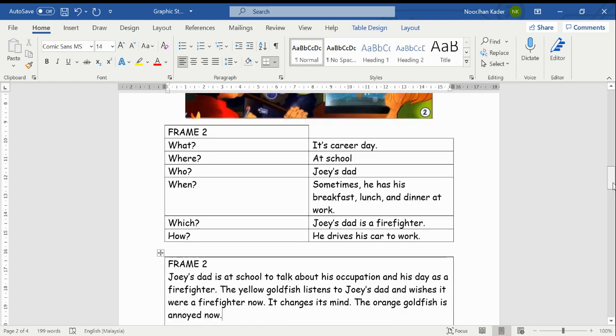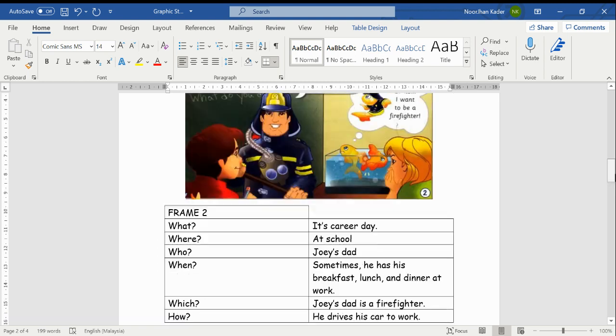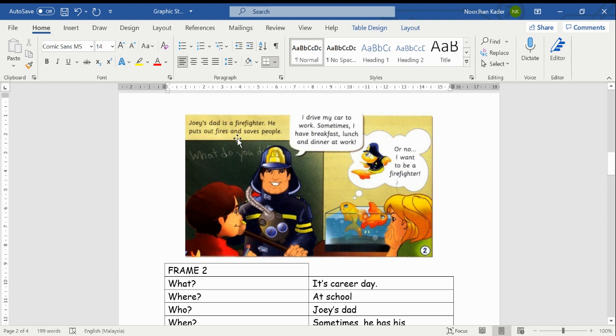Okay, let's see whether the narrative of the second frame is appropriate for the picture. Let's see the picture again. Joey's dad is a firefighter. He puts out fires and saves people. This is his speech: I drive my car to work. Sometimes I have breakfast, lunch, and dinner at work. And the little yellow goldfish says, oh no, I want to be a firefighter.